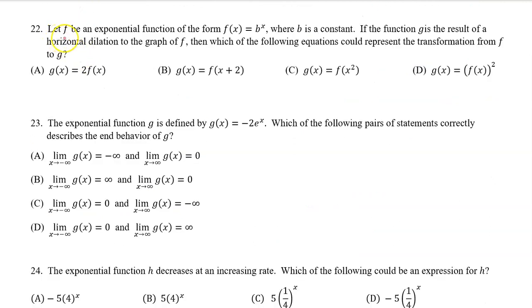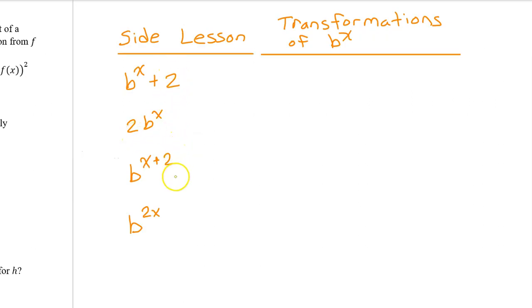Number 22. Let f be an exponential function of the form f of x equals b to the x, where b is a constant. If the function g is the result of a horizontal dilation to the graph of f, then which of the following equations could represent the transformation from f to g? Quick side lesson. Compared to the parent function b to the x, what kinds of transformations are happening with the 2?